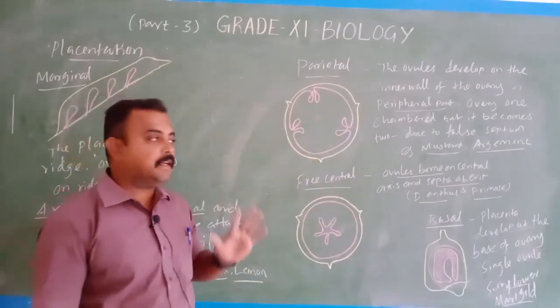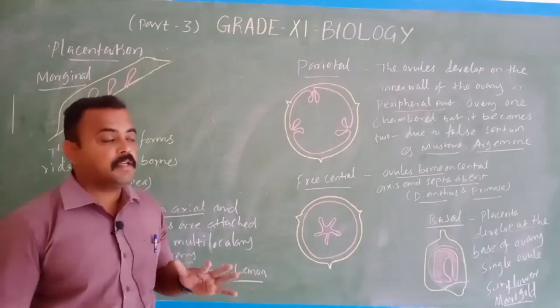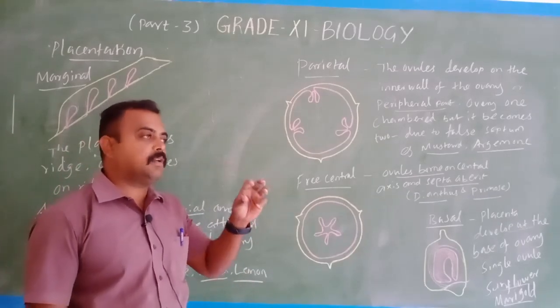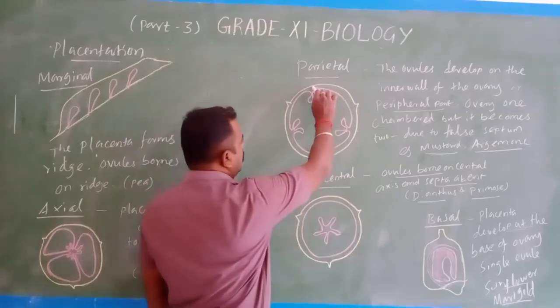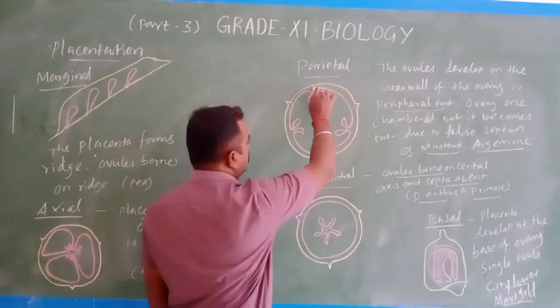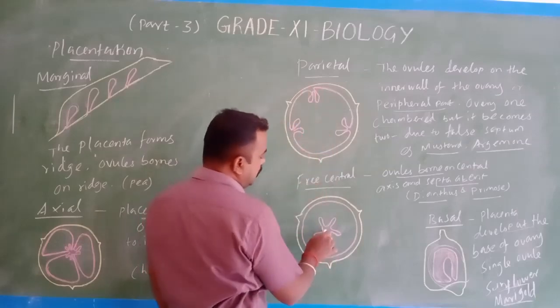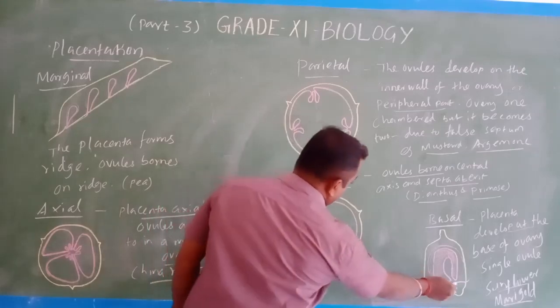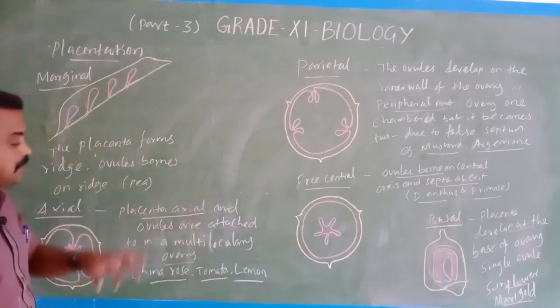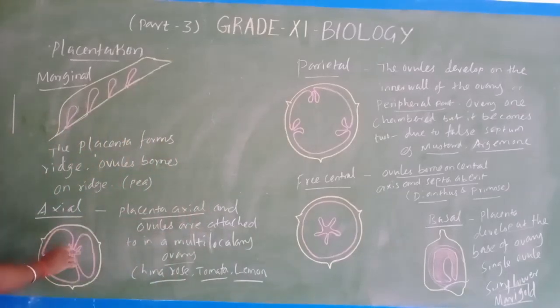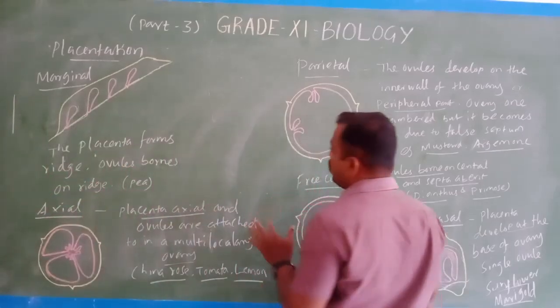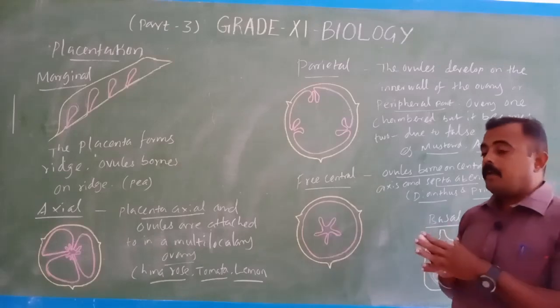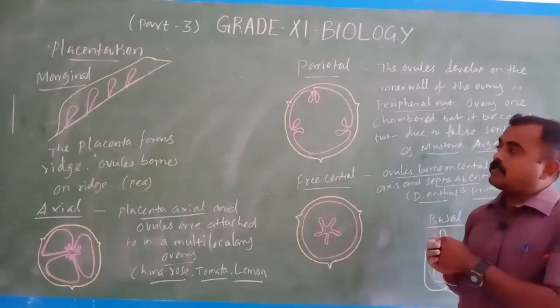In all these cases the ovules are attached to the placenta. Here it is on the inner wall of the ovary, here centrally inside, and here at the base. In multilocular it is in the axis, and in marginal it is on the ridge. So the arrangement of ovules in the ovary is known as placentation.